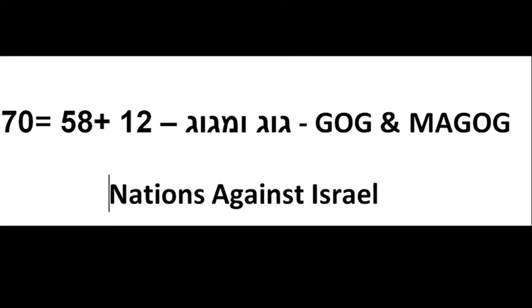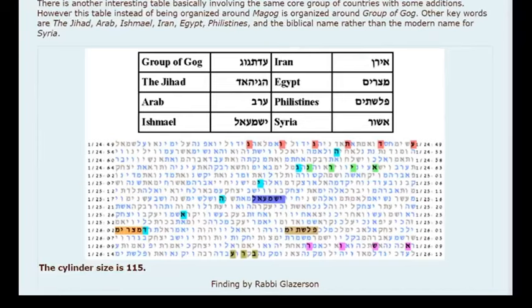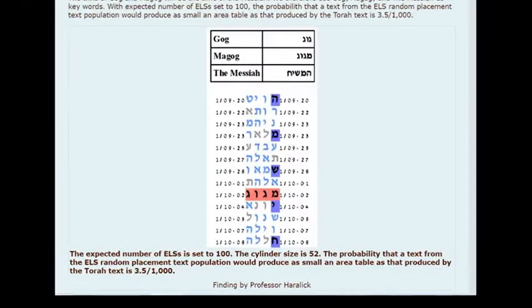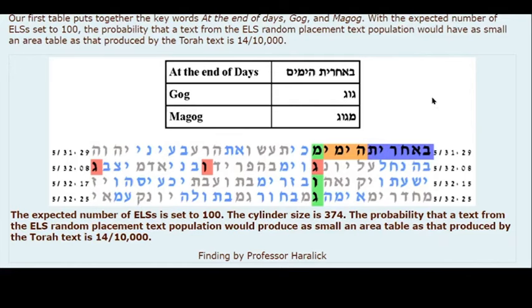It is a long lecture, but very, very important. So this is the first one. And about this one, Robert Haralick writes that our first table puts together the keyword at the end of days, in Hebrew V'achrit hayamim, and also Gog and Magog. You can see Gog and Magog.